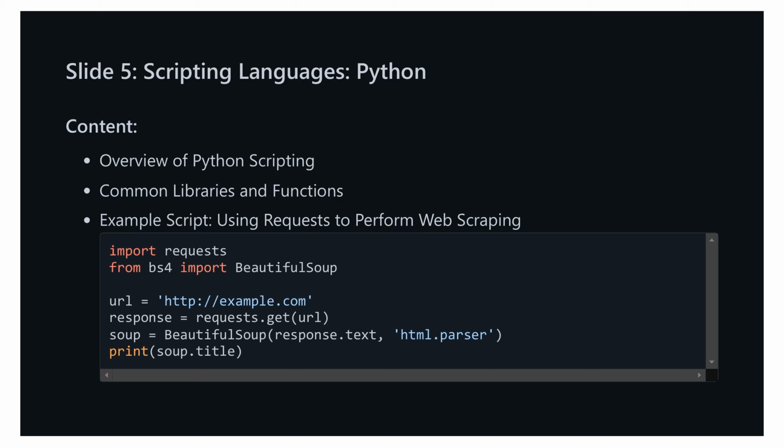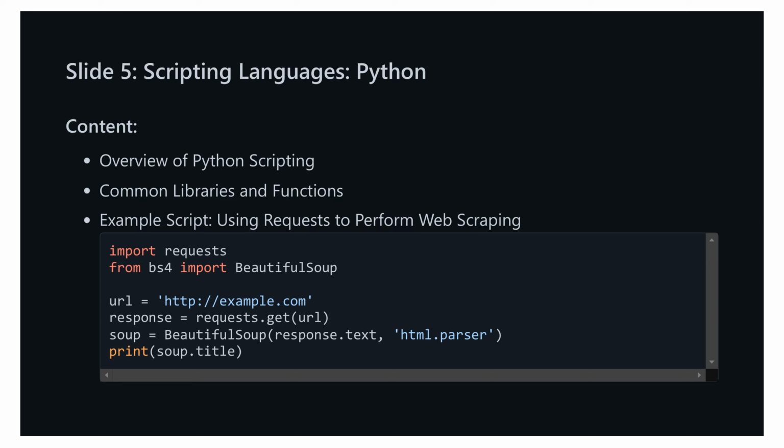On the previous slide, we explored Bash scripting, touching on its common commands and syntax, and diving into an example script for automating DNS enumeration. Now let's shift our focus to another extremely versatile scripting language, Python. Python scripting is known for its readability, ease of use, and extensive libraries, making it a favorite among developers and system administrators alike. In this segment, we'll cover an overview of Python scripting, discuss some commonly used libraries and functions, and walk through an example script to perform web scraping using the requests and Beautiful Soup libraries.